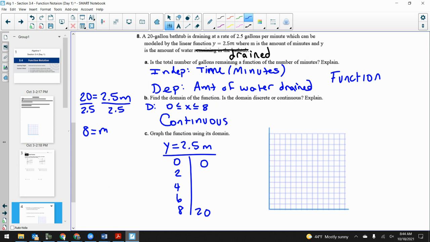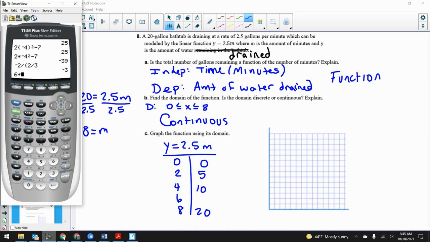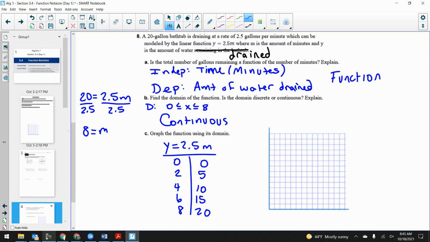All right. 2 times 2.5 is 5. Nope, that's wrong. 5 gallons. 4 times 2.5 is 10. 6 times 2.5, I believe that's 15. Yep. All right.